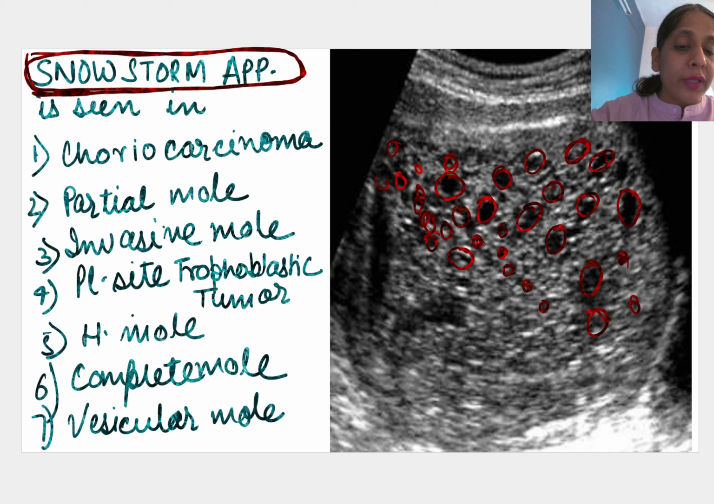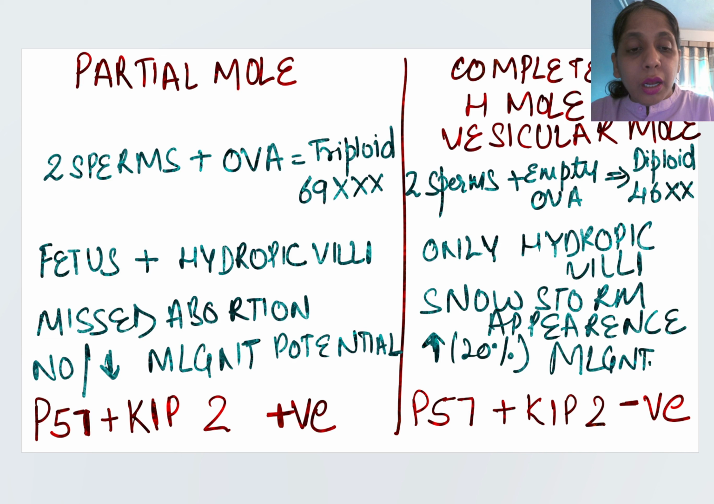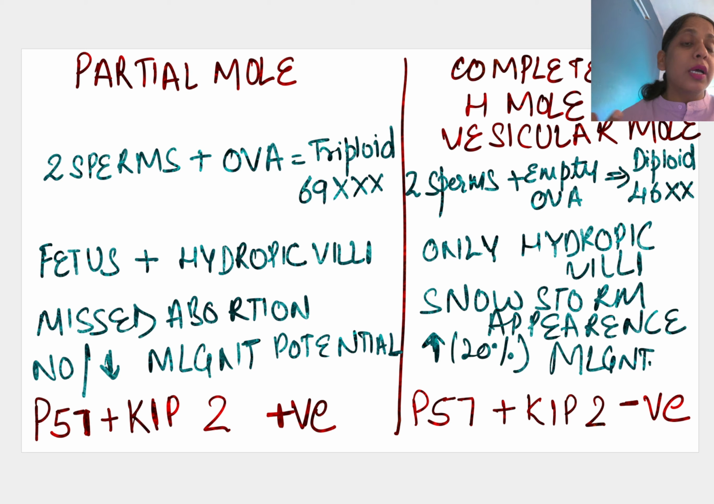Okay, now let us see the difference between the partial mole and complete mole. Complete mole is also known as hydatidiform mole. It is also known as vesicular mole: vesicles, cysts. Now you know that partial mole is triploid, 69XXX, because in this a fetus is formed, and in complete mole an empty ova was there, no fetus was formed, only hydropic villi.